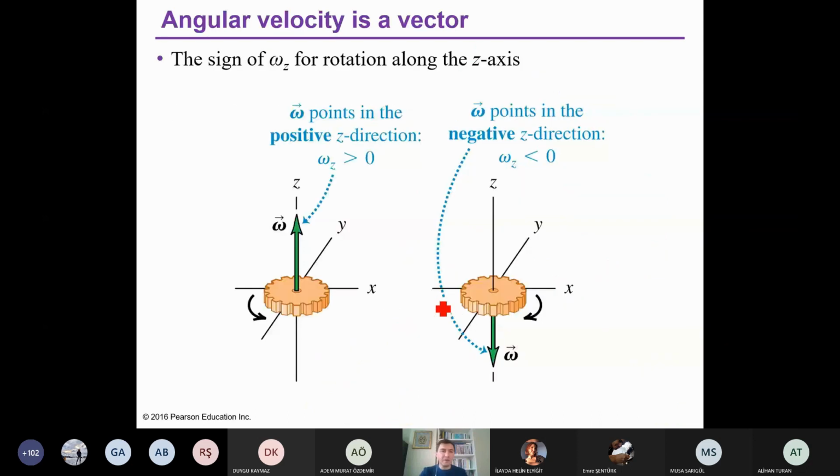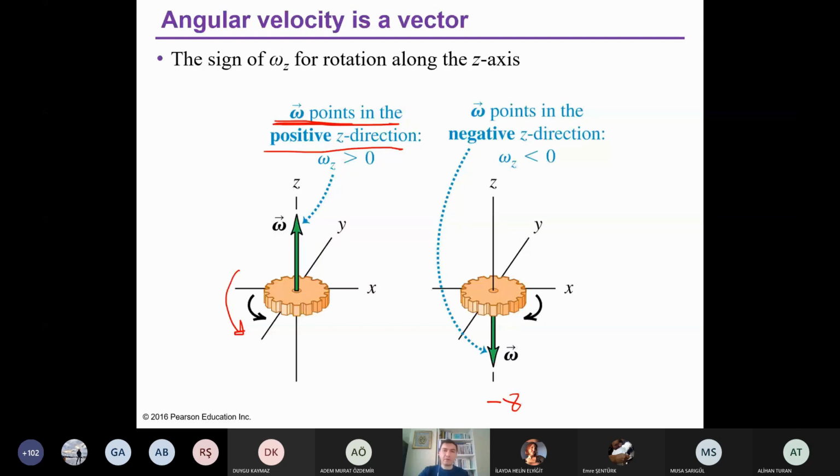Now, let me continue. If we are talking about counterclockwise rotation like this, the omega points, the angular velocity points in the positive z direction, then we have positive angular velocity in counterclockwise motion. In clockwise motion, omega is negative, because omega points in the negative z direction. This is the negative z.